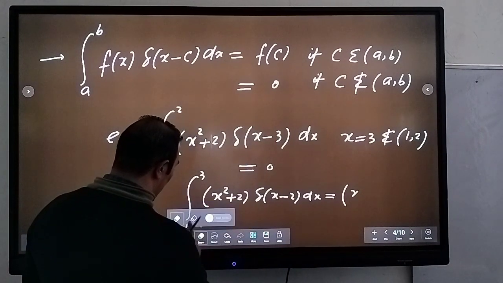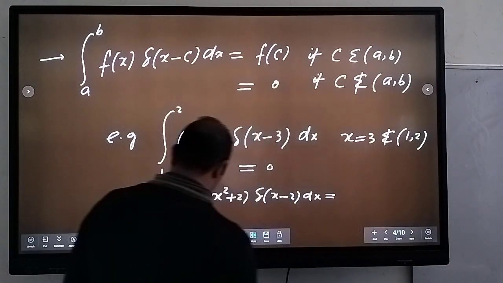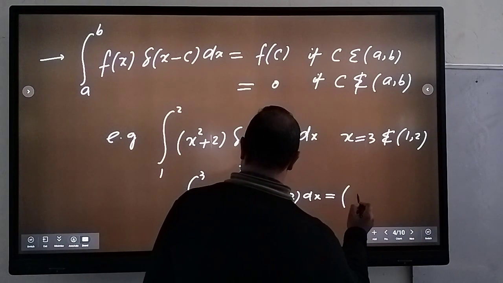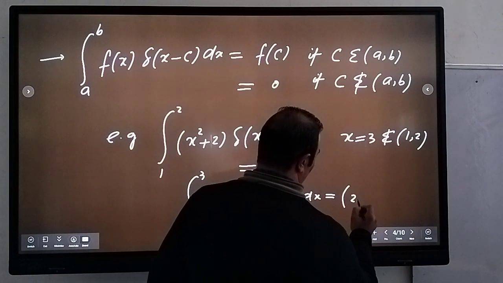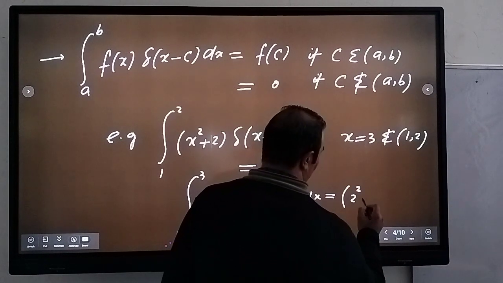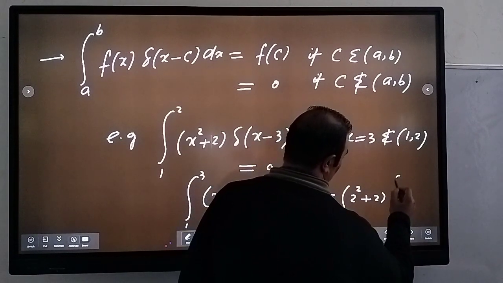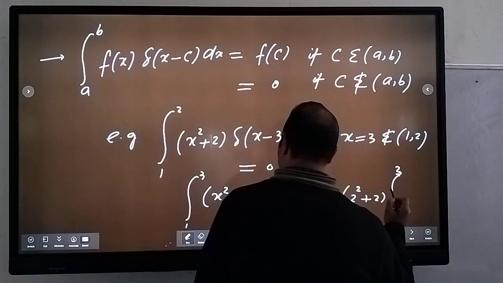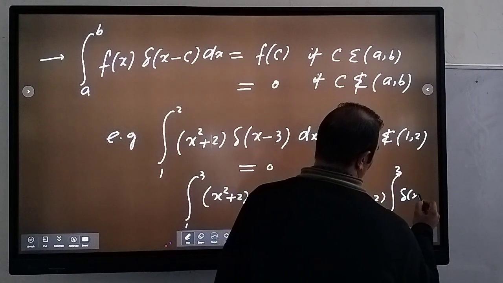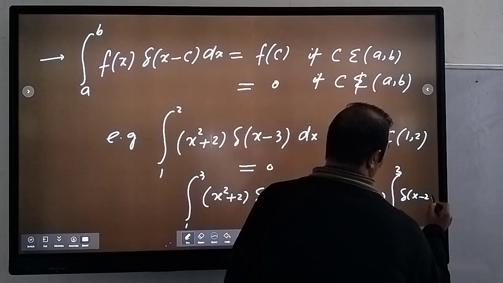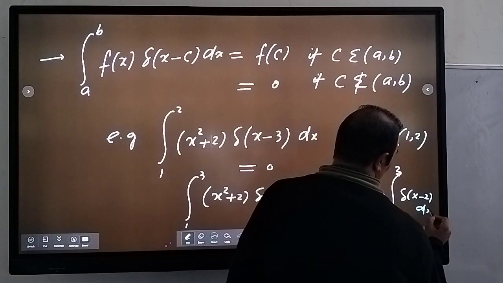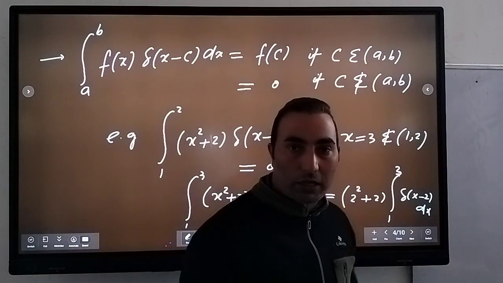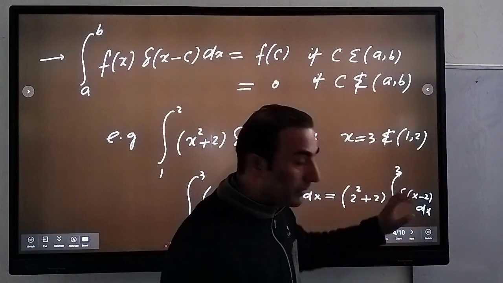So instead of that x square, we can write this as 2 square plus 2, right? So that means I can write its value, right? So its value will be 2 square plus 1, so it is 6, right? And this will be equal to 1.